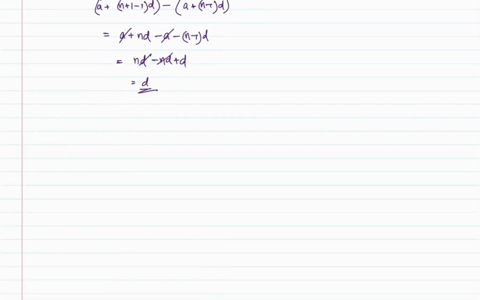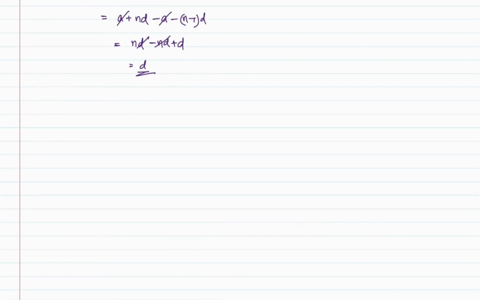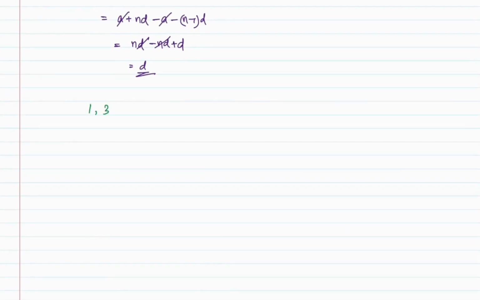If we look at a few examples, let's take the examples discussed in the previous video, the odd numbers: 1, 3, 5, 7, 9, 11. Here the first term is 1, the second term is 3, and the third term is 5. So the first term a is equal to 1 and the common difference is 2.